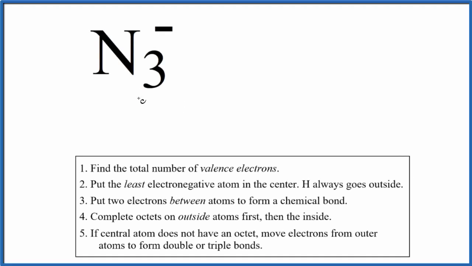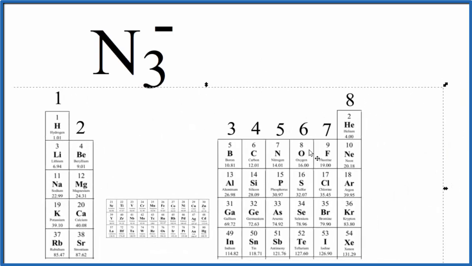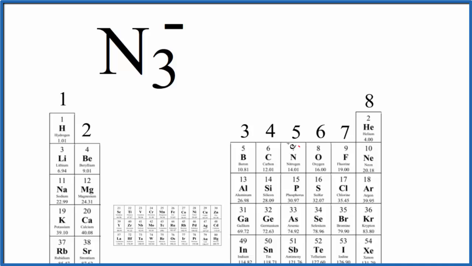Let's draw the Lewis structure for N3-. This is the azide ion. The first thing we do with Lewis structures, we find the total number of valence electrons. Go to the periodic table here and we find nitrogen. That's in group 15, sometimes called 5A. It has 5 valence electrons.